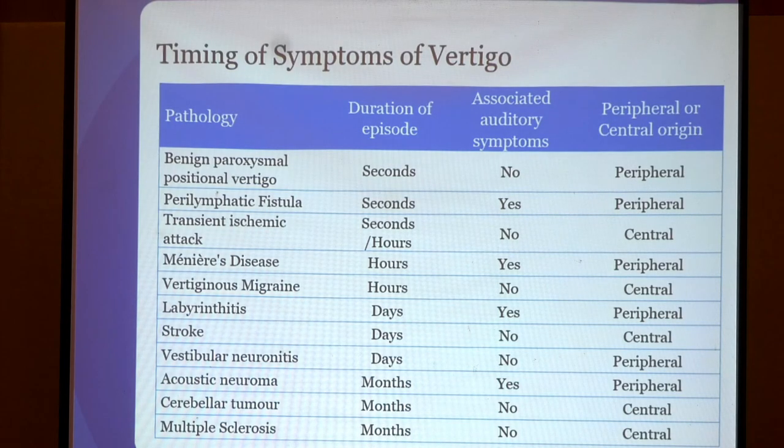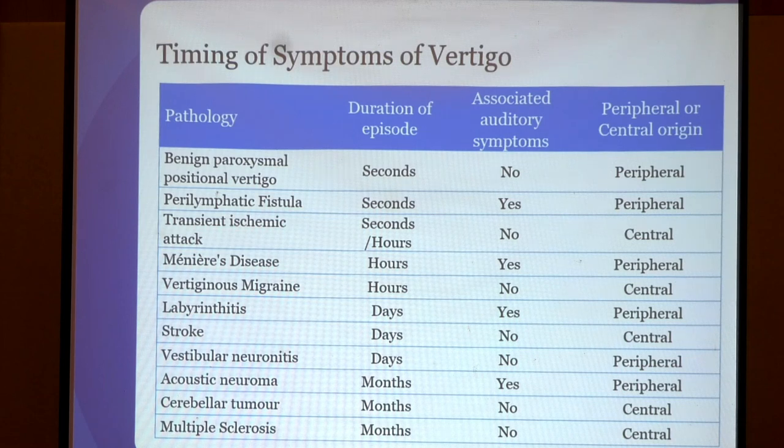The timing of symptoms of vertigo is very important. If you go into this chart, you will see that if a patient has BPPV, the duration of episodes is in seconds, associated auditory symptoms are not there, and it is a peripheral lesion. If it is a perilymphatic fistula, again it would be in seconds, associated auditory symptoms yes, and again it is peripheral. If it is a TIA, it could be seconds to hours, with no associated auditory symptoms, and it is a central lesion.